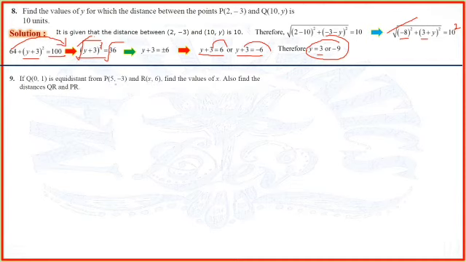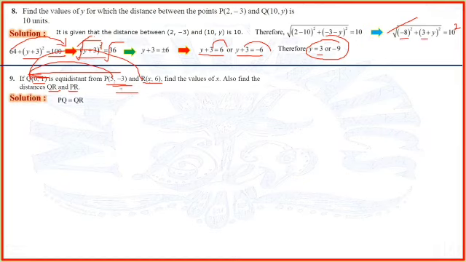Next question is question number 9. Q(0, 1) is equidistant from P(5, -3) and R(x, 6). Find the value of x. Also find the distance QR and PR. So first of all we have to find out this relationship. The point Q is equidistant from these two points. So we have to find the distance of PQ and the distance of QR, and then make them equal.